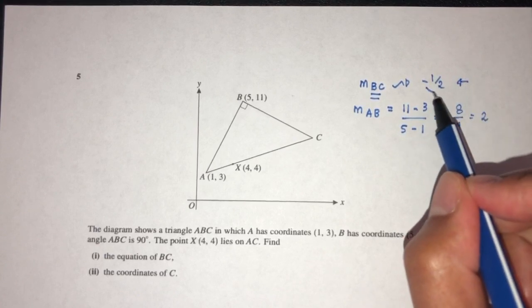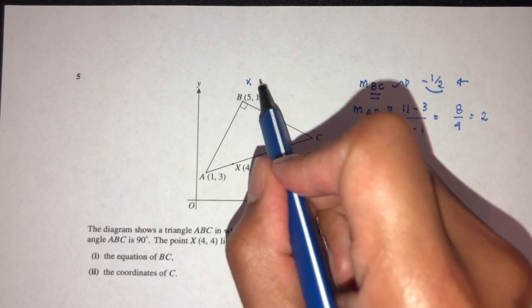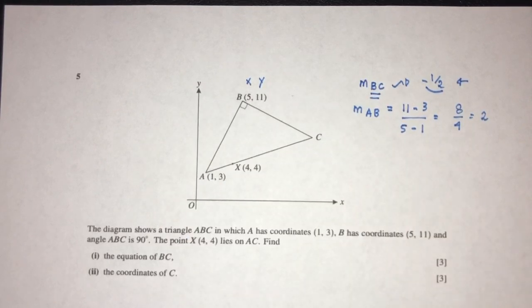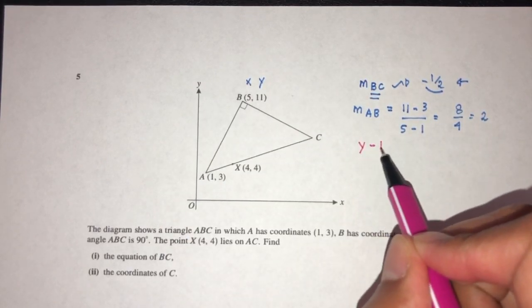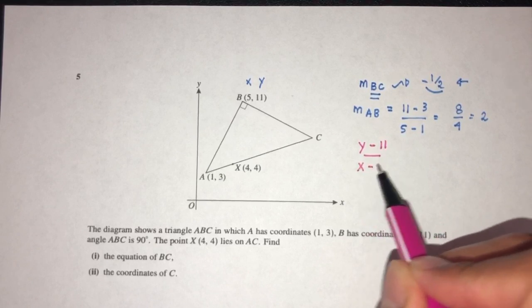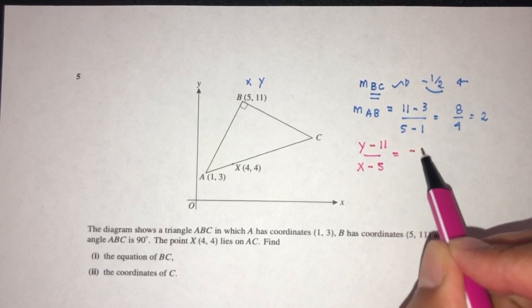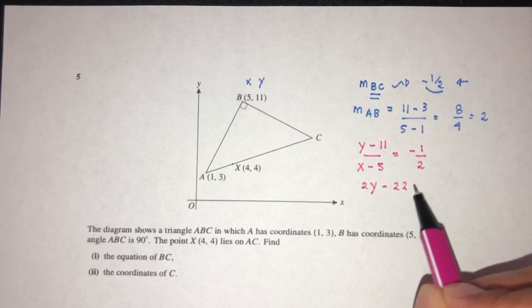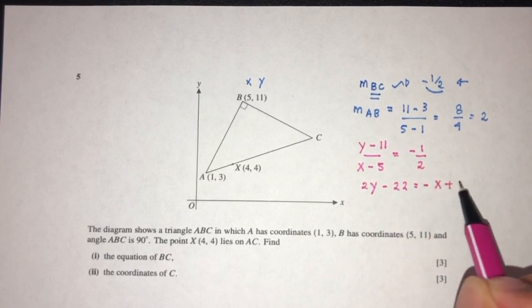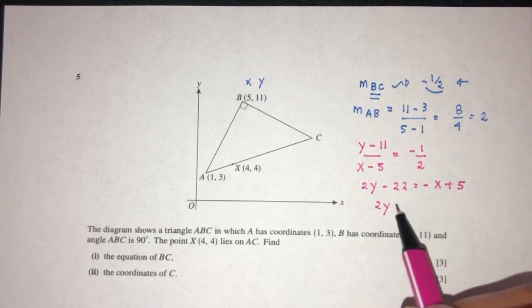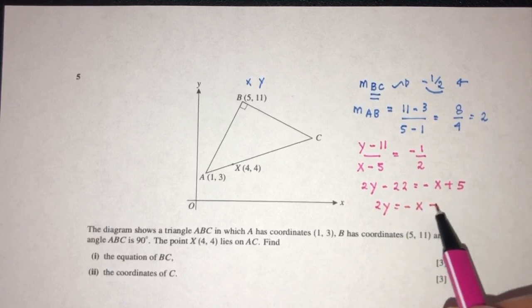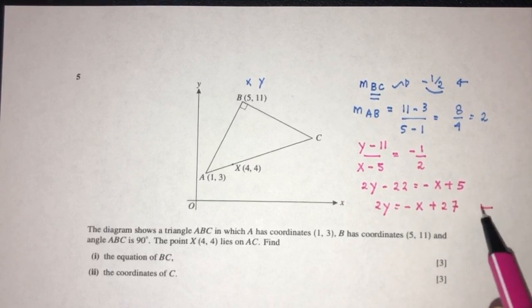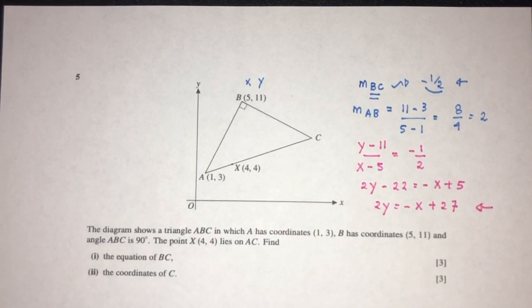Now, since we have the gradient, we have a passing point, x and y, we can find the equation pretty easily. So y minus 11 over x minus 5 has to be minus half. Cross multiply, you will have 2y minus 22 is equal to minus x plus 5. So 2y will be minus x plus 27, and that will be your equation of the line BC. Okay, now let's move on.